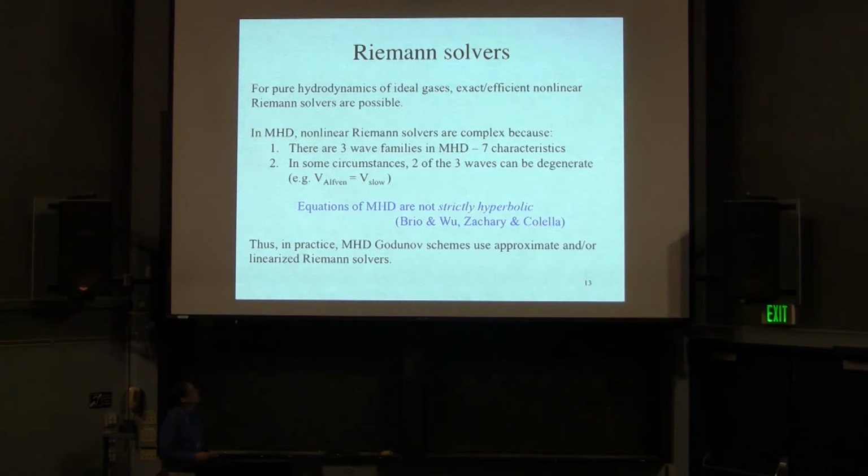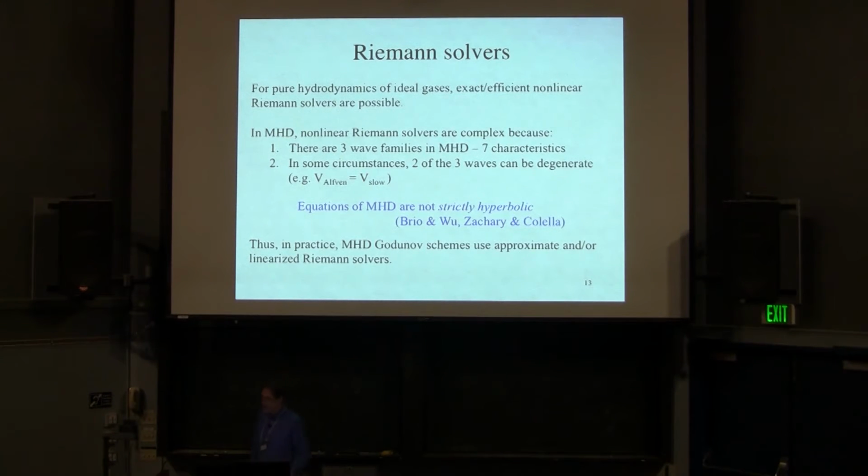So with ideal gases in hydrodynamics, it's usually possible to build an exact solver that's fairly computationally efficient. But in MHD, that's really quite difficult. Exact solvers are possible, it's just that they're very, very expensive. And you don't want to be solving a very expensive Riemann problem at every interface at every time step. And so some kind of approximate solver is needed. And why is MHD so much more difficult? Because this gets back to the physics, because the physics of MHD is much richer.